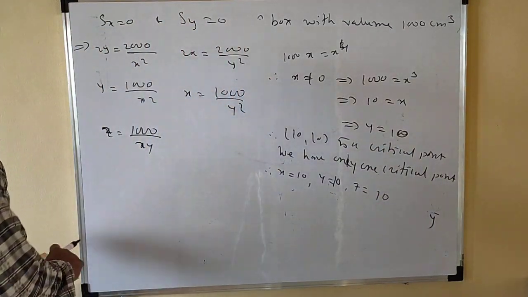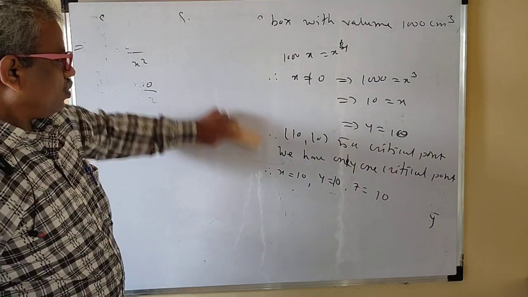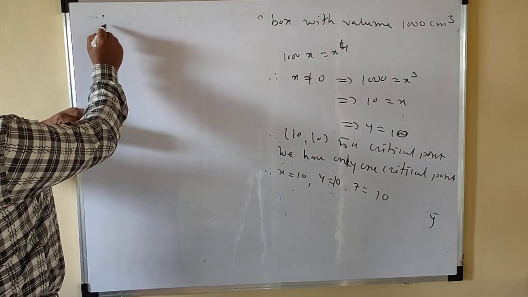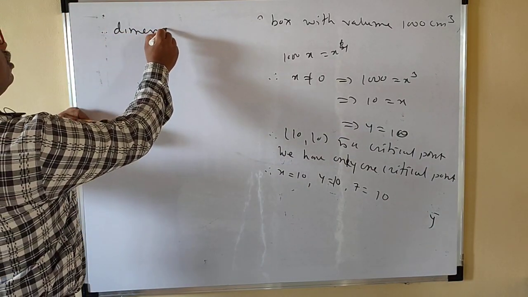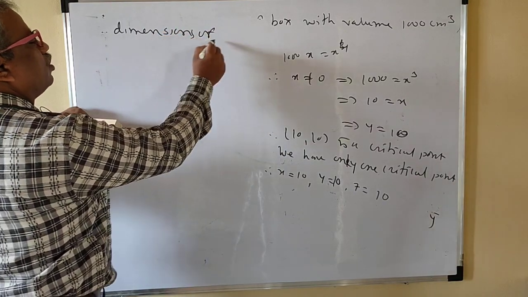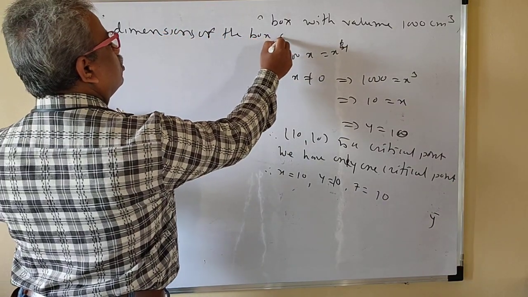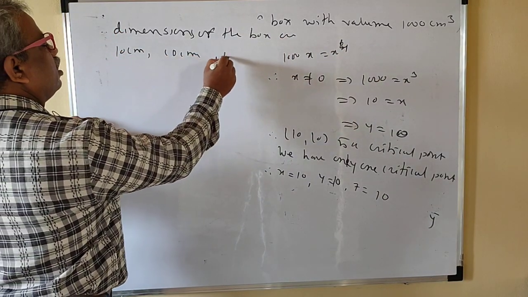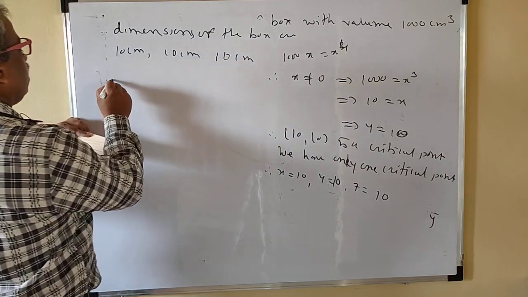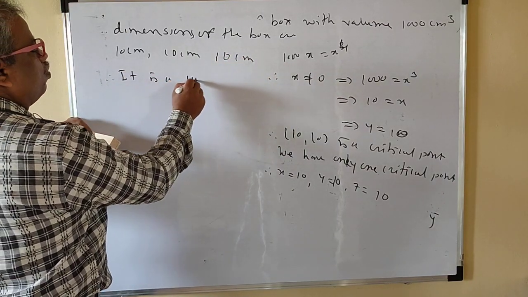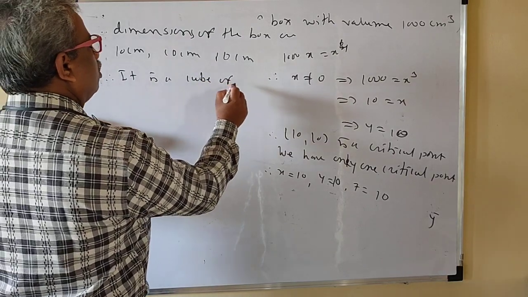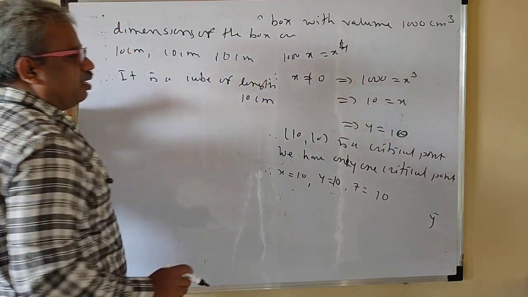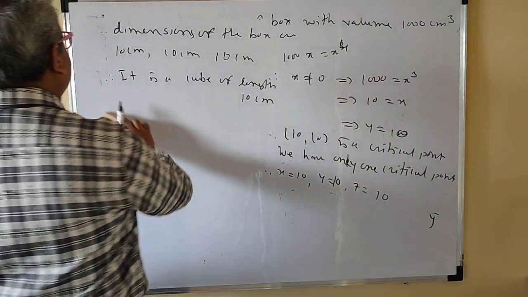So what answer you want? Find the dimension of the box, right? So therefore the dimensions of the box are 10 centimeter, 10 centimeter, 10 centimeter. That is what? It is a cube. It is a cube of length 10 centimeter. All sides are same. Therefore it is a cube.